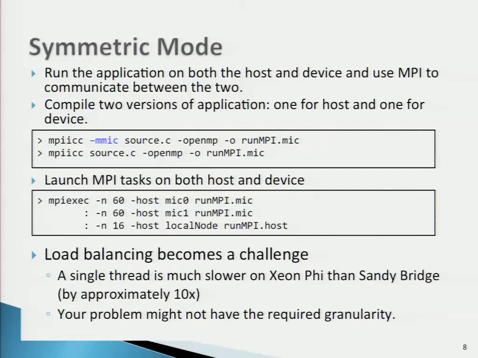Now I'm going to launch this job with two devices, so I've got mic0 and mic1, and then the local node will be my local Sandy Bridge cores. So on each device I'm going to have 60 MPI tasks, and then 16 on the host. And this is quite a nice idea when you first think about it, but we find a big problem with this is load balancing. Because, as I said earlier, a single thread on Xeon Phi runs much more slowly than a single thread on Sandy Bridge.